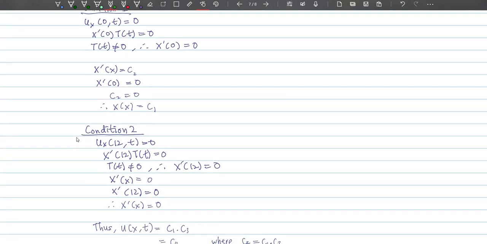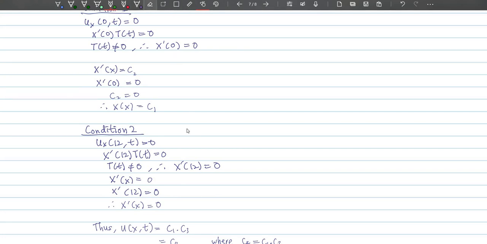Okay, and then apply the second condition, where u_x(12, t) equal to 0, which means X'(12)T(t) equal to 0. T(t) does not equal to 0, and therefore X'(12) equal to 0. Here X'(x) equal to 0, right? Why do we have 0? Because here X(x) equal to c1, differentiate constant will be equal to 0. Since X'(x) equal to 0, by right X'(12) is also equal to 0, which satisfies this condition.